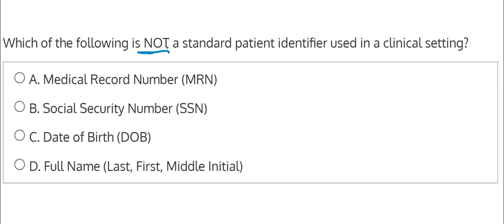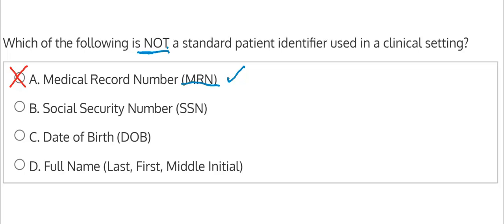So let's take a look at the first option, medical record number, the MRN. This is often considered the most protective or the most accurate way to identify a patient in a clinical setting because it is unique to that patient and they are the only one who will have that record number, unlike their name and their birthday. Someone else in that office could have the same one, but the MRN is very unique to that patient and therefore is seen as a very standard patient identifier in a clinical setting. So since that is correct, remember that we need to eliminate it because the question is asking not.